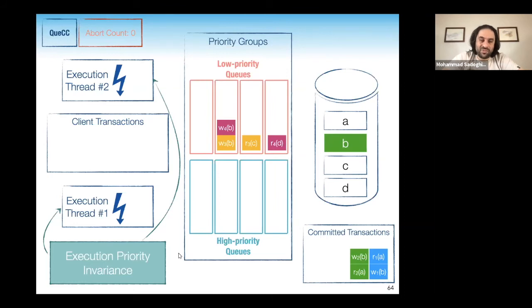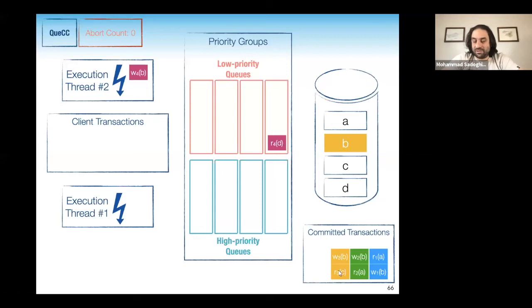Now, the execution threads don't have any work. They can go ahead and grab another queue. They each grab a queue. And right now, since there are no higher priority queues left, I can basically grab any of these. So they each grab one queue independently to execute those operations.